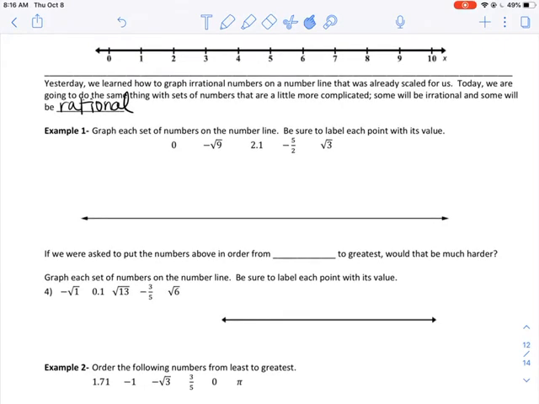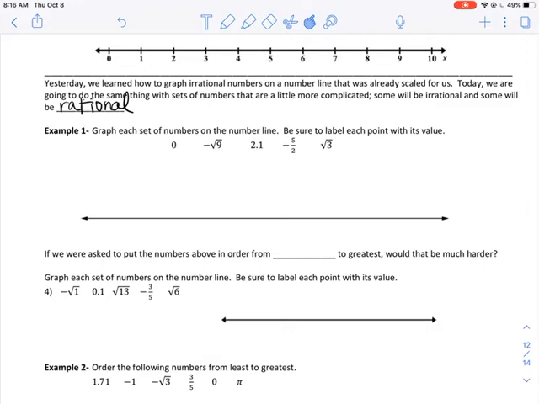I want to graph each of these on the number line, and we're going to label each point with its value. The problem is that my number line doesn't actually have any dashes on it, so when this happens, you need to know roughly what numbers you're dealing with before you draw the dashes on the number line.